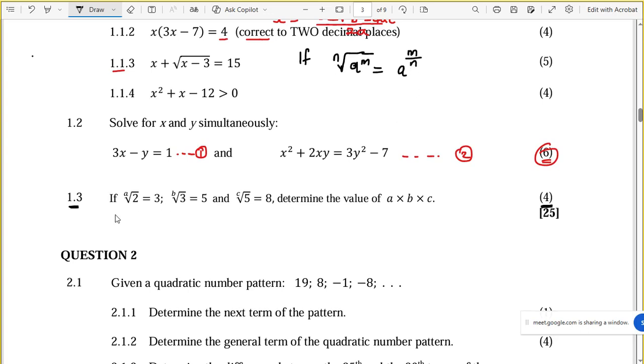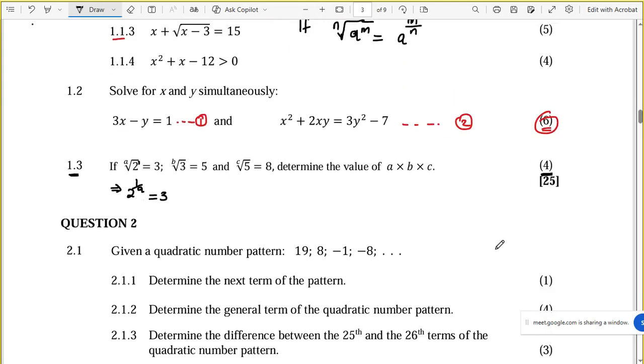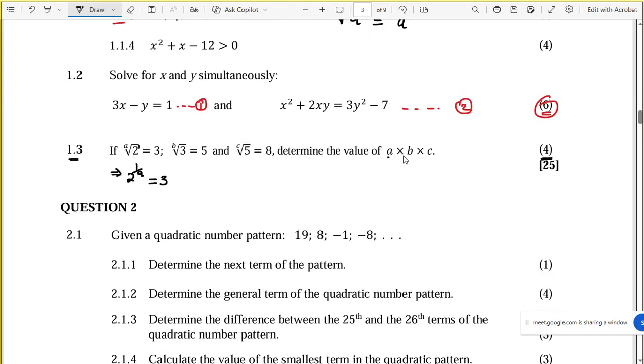So what I'm trying to say is that we can write this as 2 to the power, remember, this 2 is to the power 1, so this will be 1 over a. It's equal to 3. So this is where we're gonna start this thing. So they want us to find A times B times C. So this is A, B, C.